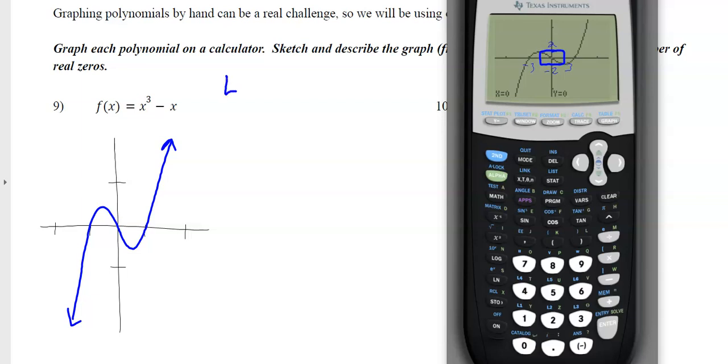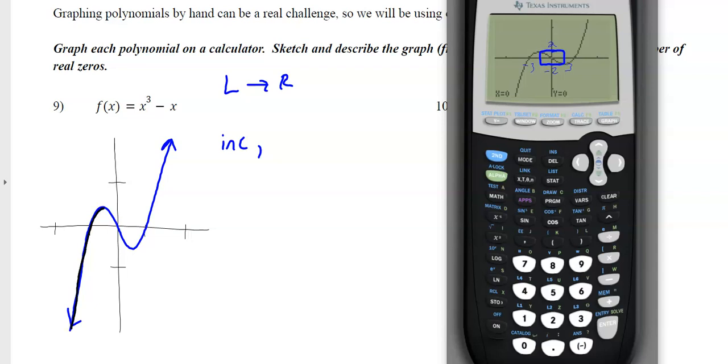Now, the describe part. Here's what I want to do. When I'm thinking from left to right, I want to say whether the function is increasing or decreasing. From left to right, it looks like I'm going up. I'm increasing, increasing, increasing. So we start off increasing.